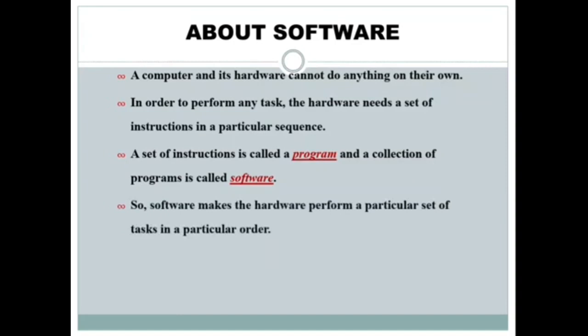The next one. So software makes the hardware perform a particular set of tasks in a particular order. So before we saw an example that I said step 1 5, step 2 3, step 3 add the numbers. So here I gave a particular task to add two numbers. So the task is adding the numbers, not subtracting. See, a particular set of tasks in a particular order only. Okay, so 5 3 plus, so this is called a set of instruction.